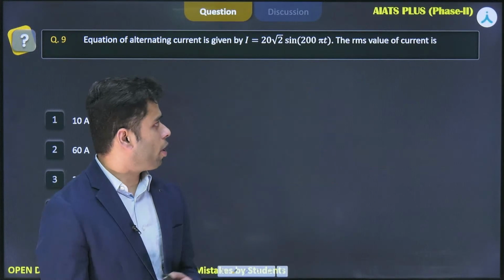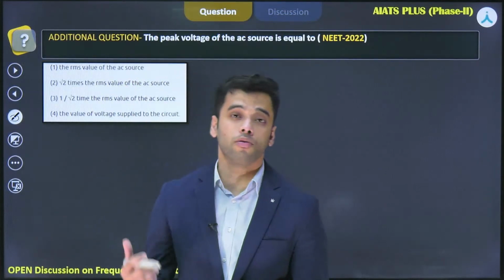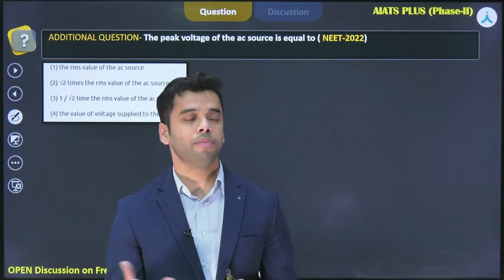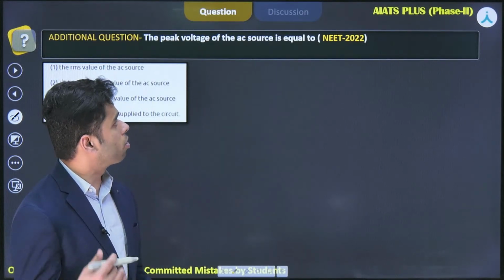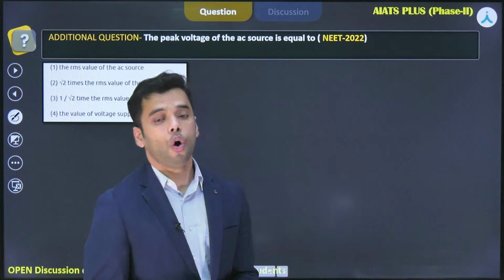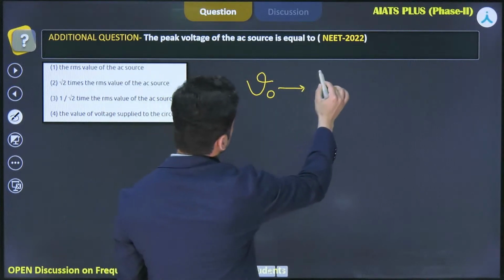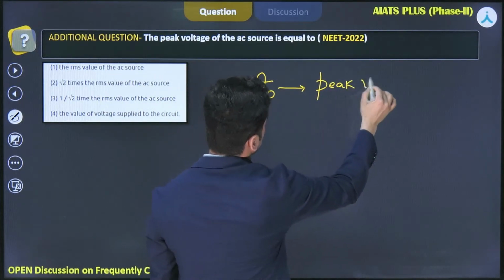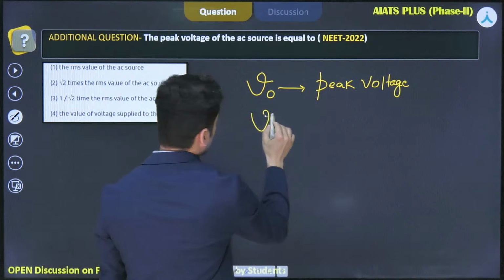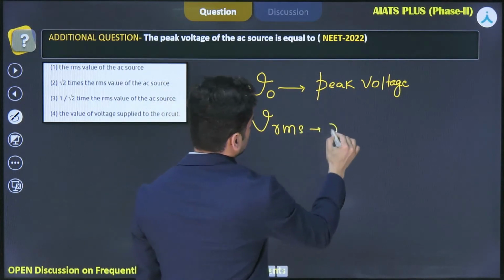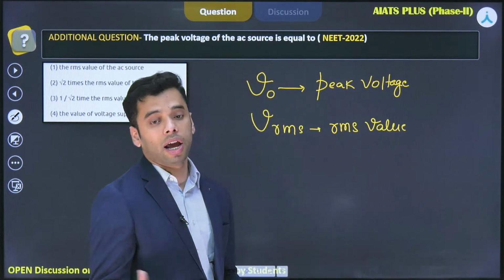So I hope I made this point clear, and if you understood the concept behind the RMS current, have a look at this problem. This was asked in NEET 2022, a very recent paper, and it says that the peak voltage of the AC source is V naught. V naught is the peak voltage, and you need to relate it with the RMS value. If V naught is the peak value, VRMS is the RMS value. So you need to comment what should be the relation between V naught and VRMS.